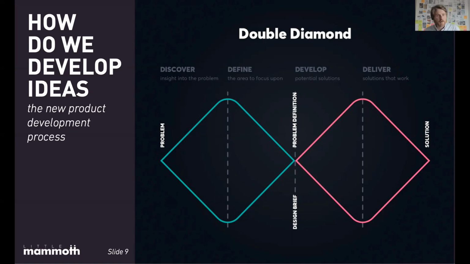And we start at a point where we have a problem. We then go through a broadening and a focusing phase, where we create our design brief and define what that problem is. And then we go into another broad and then focus phase, where we are actually looking at creating a single solution at the end of that. And in the next couple of slides, I'll go through in more detail those different phases that we go through.